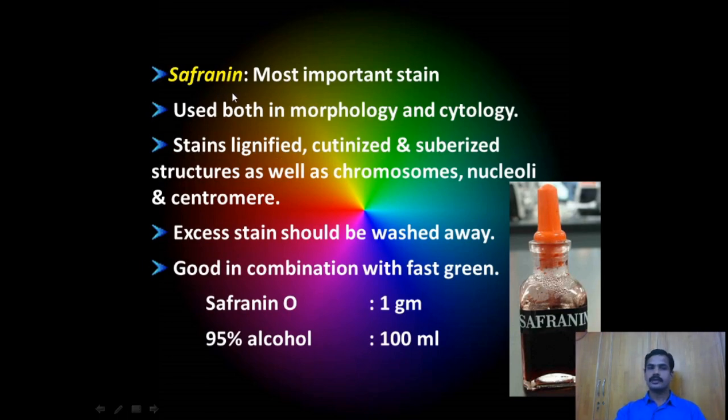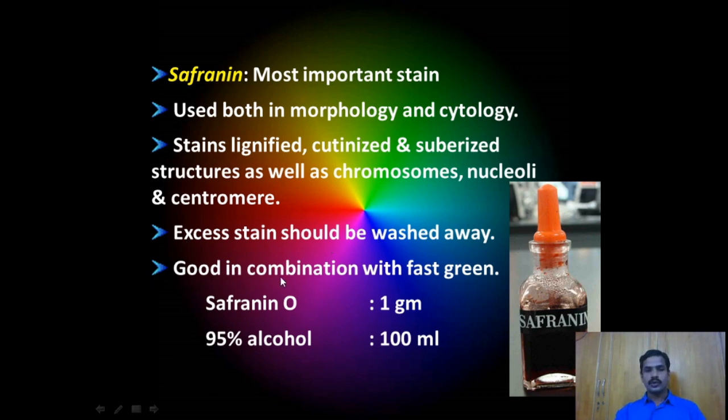The most important one is safranin, which is the most important stain used in botanical preparations, used both in morphology and cytology. Both morphological and cytological studies, this stain is very important. It stains lignified, cutinized, and suberized structures as well as chromosomes, nucleoli, and centromere. Excess stain should be washed away because it is a qualitative stain. The time duration is very important for creating the intensity of coloration.